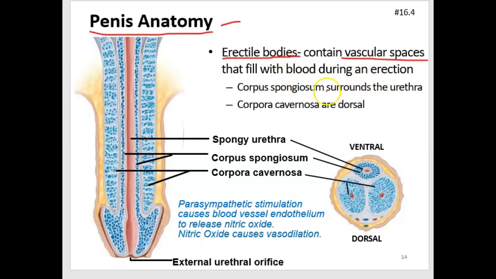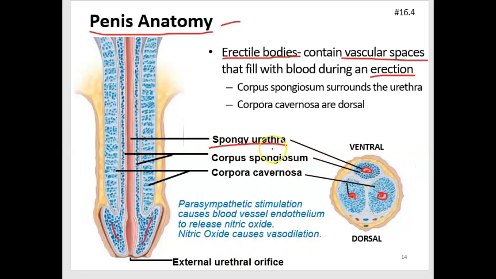When the penis undergoes an erection, these spaces fill with blood, and the blood comes from the circulatory system. So you can see here is a blood vessel, here's a blood vessel, here's a blood vessel right there. So these vascular spaces are located in the shaft of the penis, as well as the head of the penis, or the glans penis.